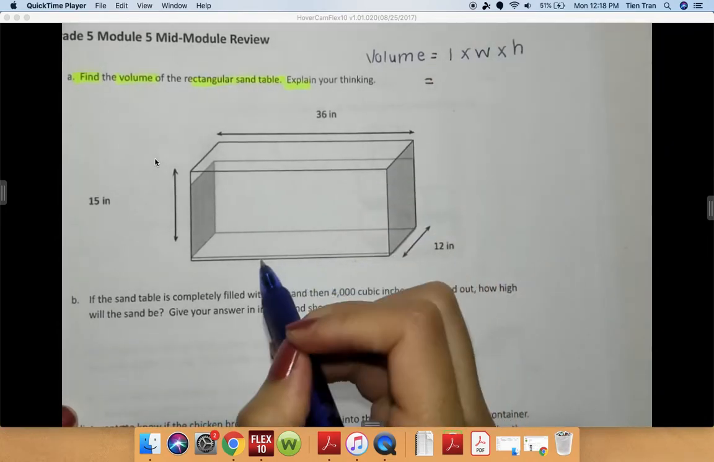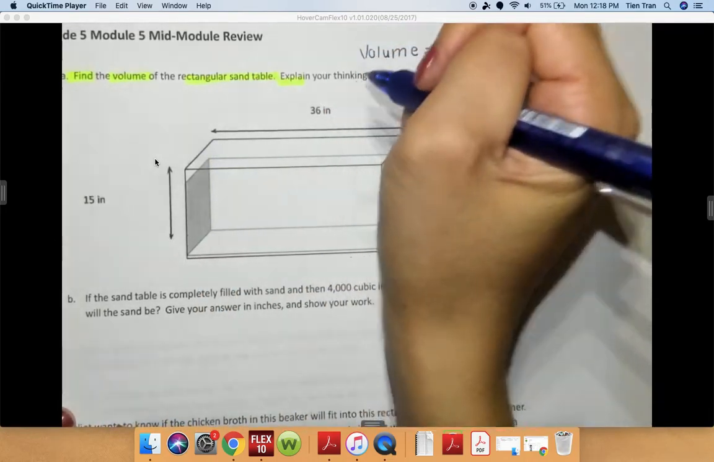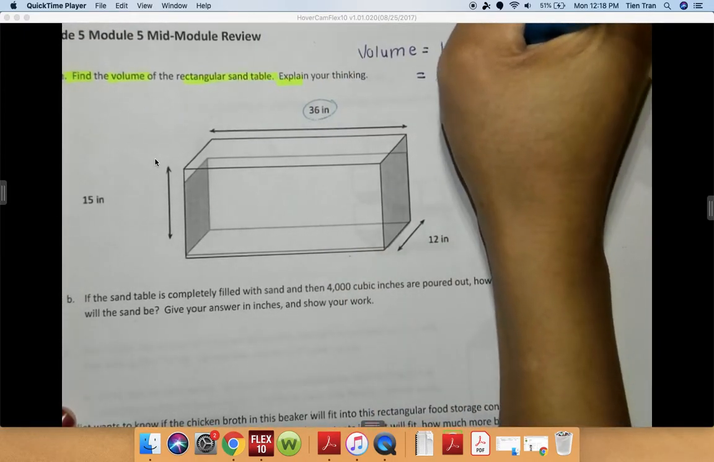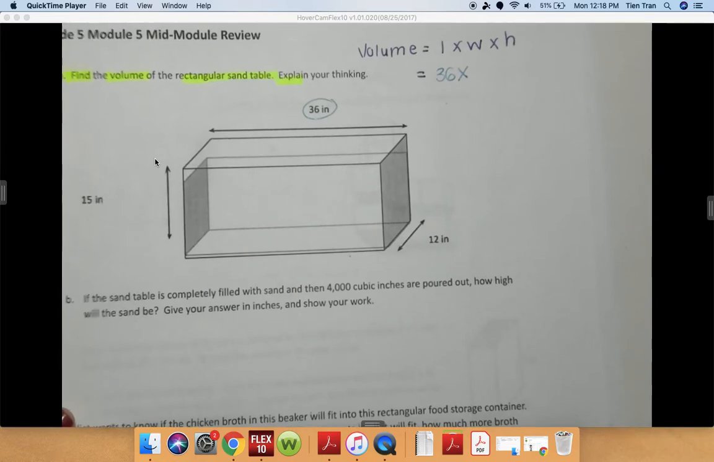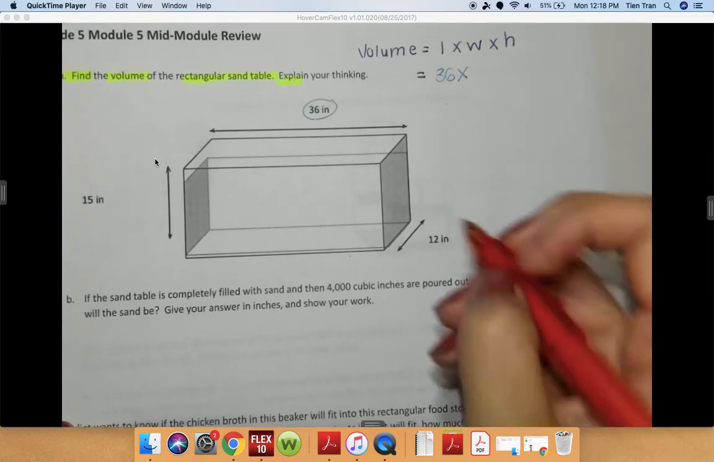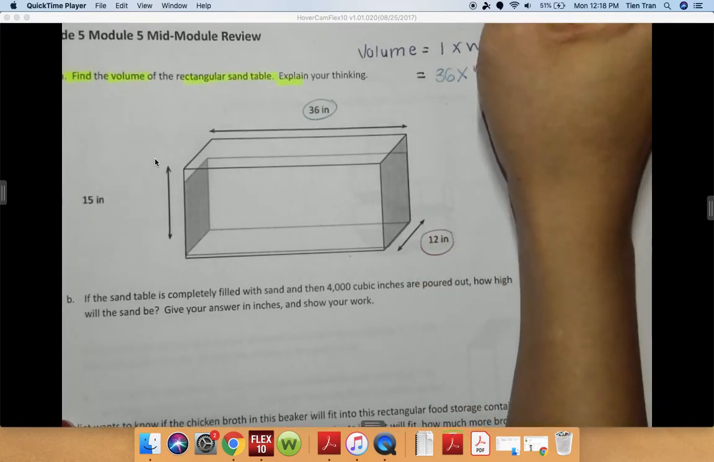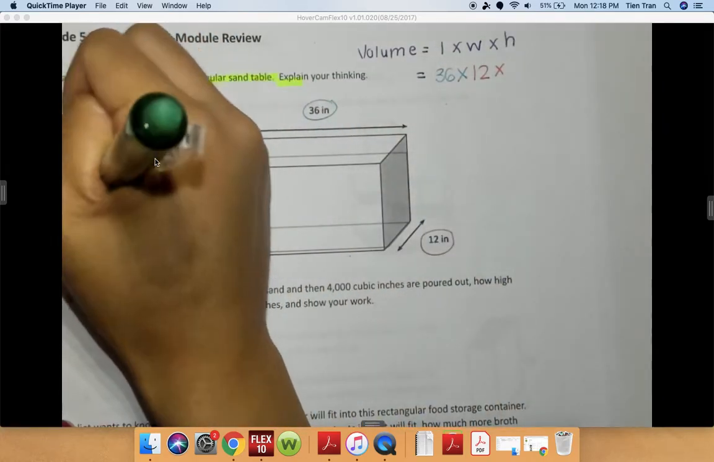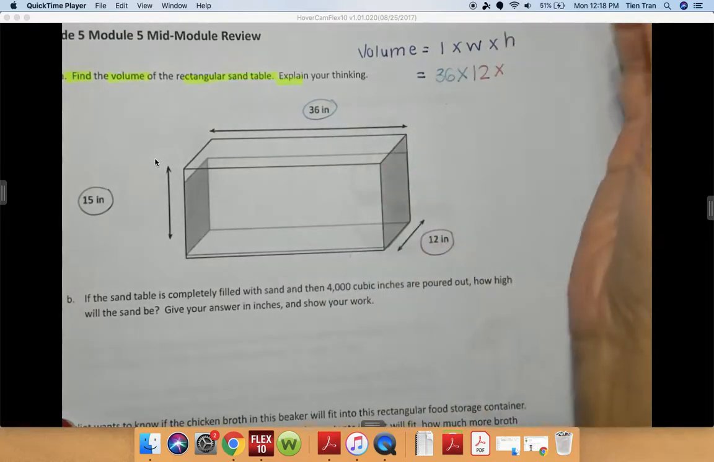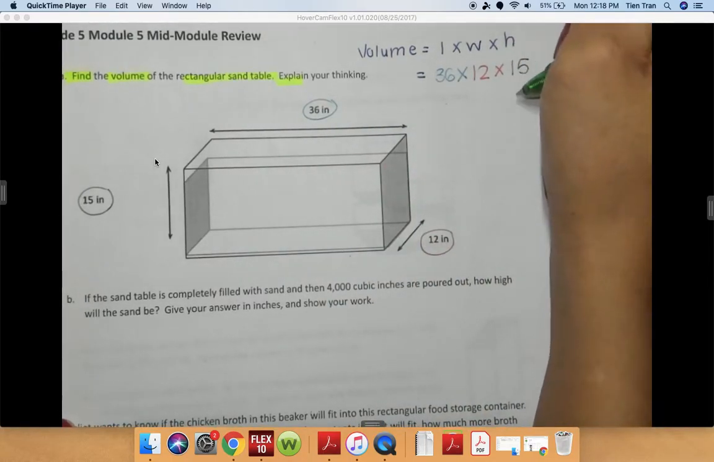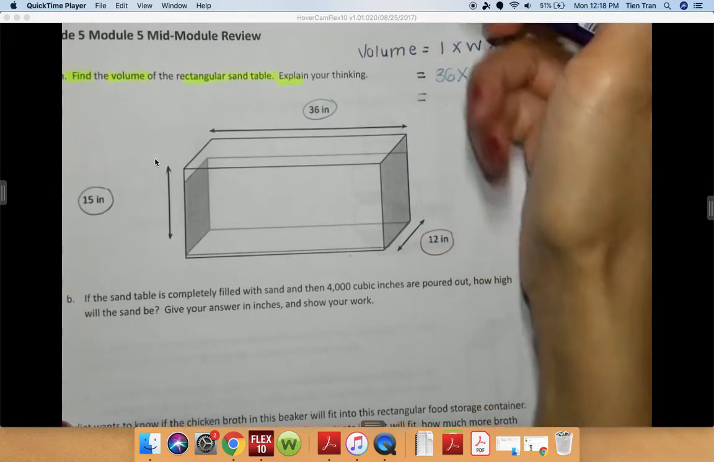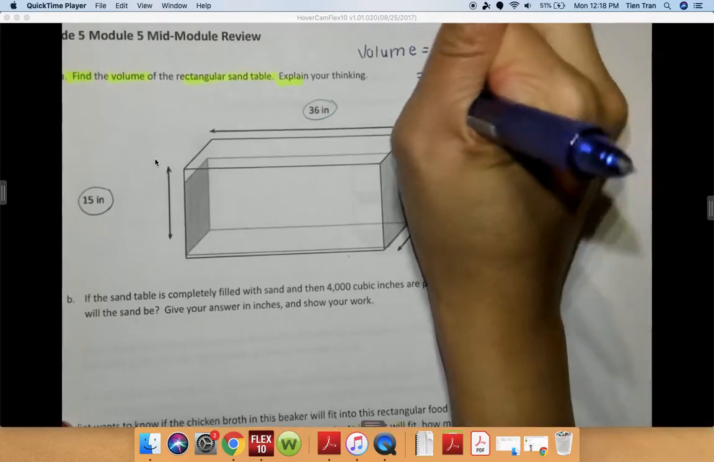So I'm measuring the length. The length is 36. So I have 36 times width. Width is how wide the rectangular prism is, so we have 12. And then my height, which is 15. It tells me how high something is, so I have 15 as my height. Now I'm going to multiply the numbers all together in order to figure out what is my final volume.